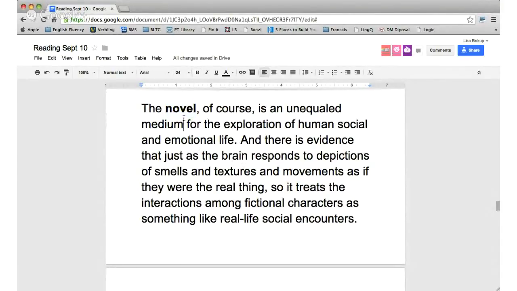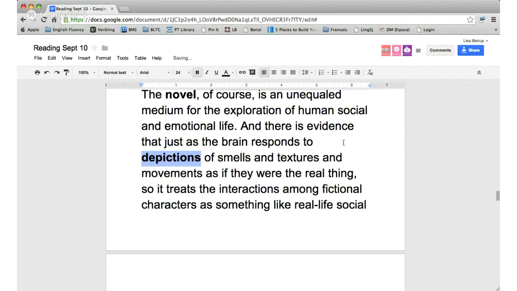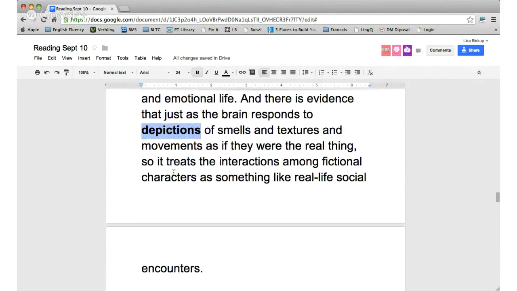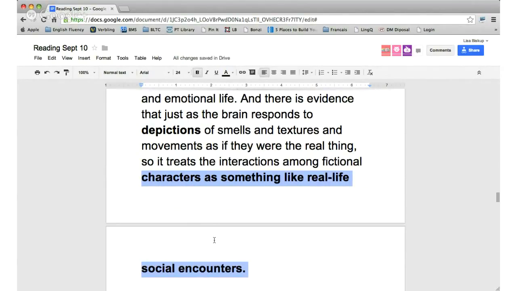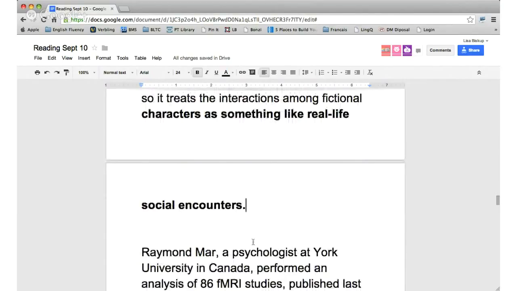Yes, because we're modern people. That book was written a long time ago, and of course there are some books that are better at doing this. What the author here is saying is that the brain is responding not just to depiction. A depiction is a description of the smells and the textures and the things that are happening, but also when we're reading fiction, sometimes if an author is really good, then it almost feels like the characters are our friends, like we're having some kind of a relationship with them, like we are going to the same places they're going to, and feeling like we're having some kind of social encounter.